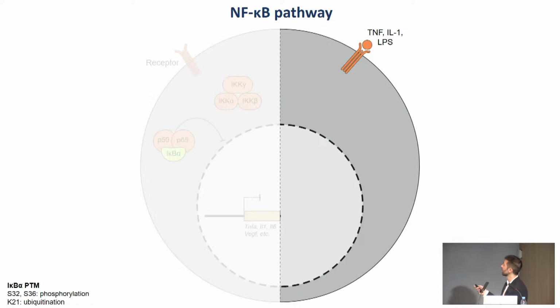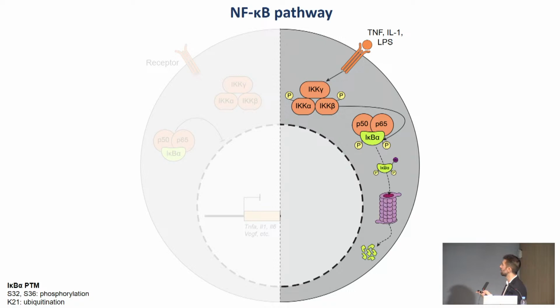But when different ligands bind to different receptors, this triggers a signaling cascade that is going to end up with activation of the IKK complex, and this IKK complex, mainly through IKK beta, is going to phosphorylate IκB alpha on serine residues, and this double phosphorylation of IκB alpha is going to lead it to be very rapidly ubiquitinated and degraded by the proteasome. And this degradation is going to allow now the NF-κB heterodimer to be translocated to the nucleus to induce gene transcription.